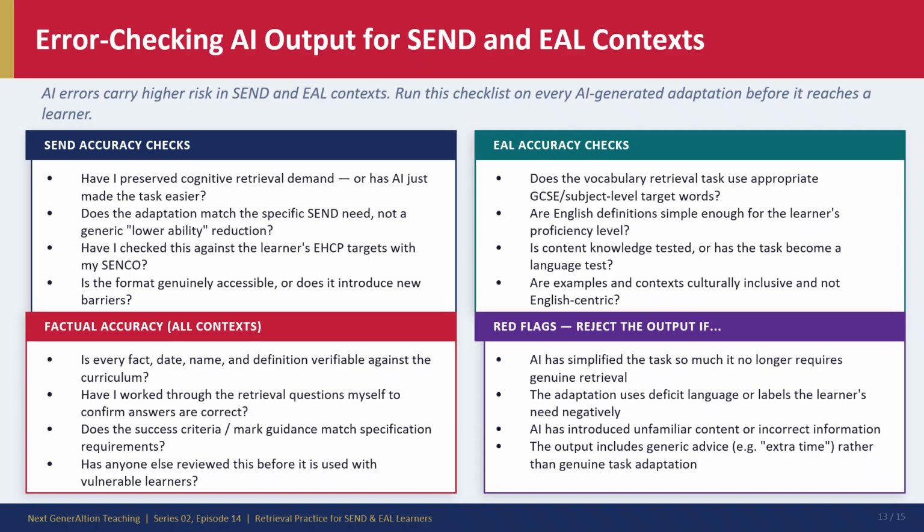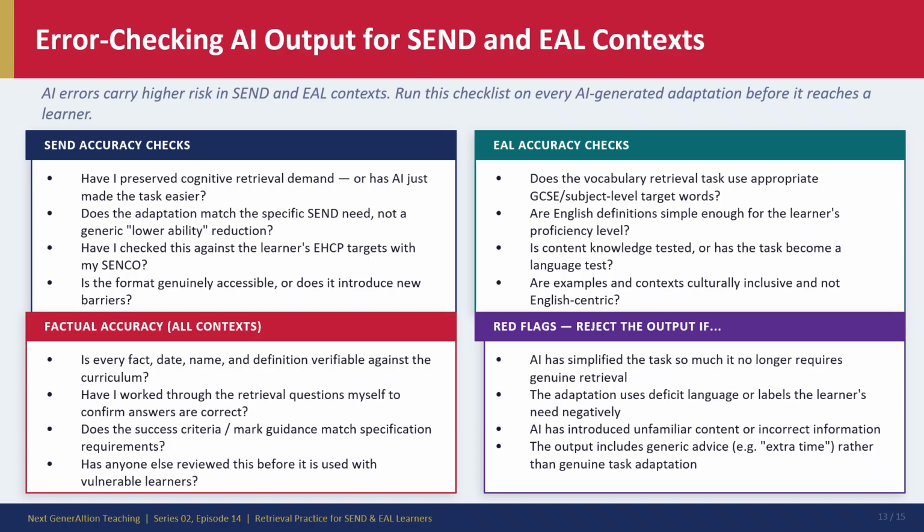AI errors carry higher risk in SEND and EAL contexts than in general teaching contexts. The stakes are different, so let's go through the 4 categories. SEND accuracy checks. Have I preserved the cognitive retrieval demand, or has AI just made the task easier? Does the adaptation match the specific SEND need, not a generic lower ability reduction? Have I checked this against the learner's EHCP targets with my SENCO? Is the format genuinely accessible, or does it introduce new barriers?